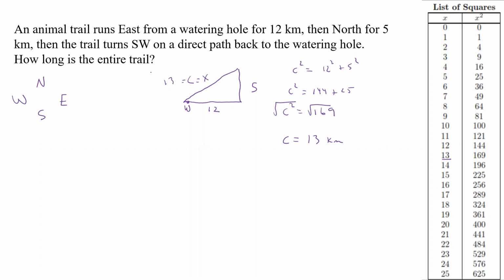So now the perimeter is the entire trail. So we just add all those together. So perimeter is equal to 12 plus 5 plus our last number, which was 13. So that's 8, 9, 10, 1, 2, 3. So the perimeter was equal to 30 kilometers. Okay, and so that's how far the animal went when he went first east, then north, and then back southwest. All right, so that's 5.8, which is what we finish up for chapter 5, and we'll go to chapter 6 next.